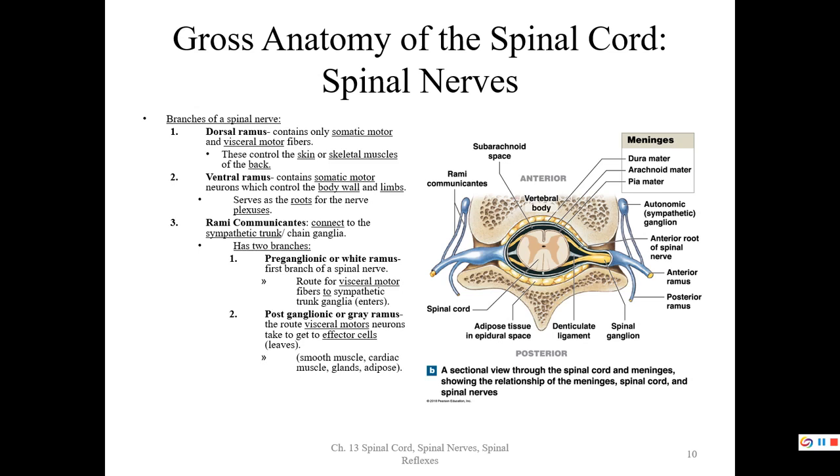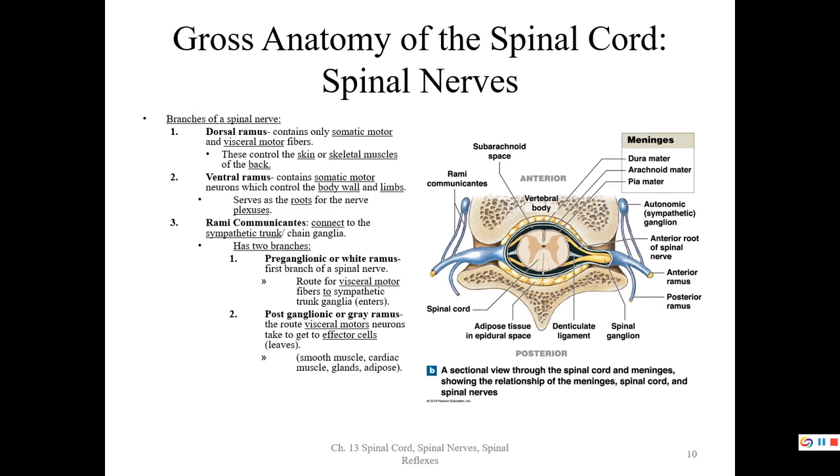Okay. Now, when these nerves come out, they branch and form different rami. There's a dorsal ramus, a ventral ramus, and the rami communicantes. The dorsal ramus carries somatic motor and visceral motor neurons. They control the skin and skeletal muscles of our back. The ventral ramus contains somatic motor neurons that control the body wall and limbs. These are the roots of the various nerve plexuses that we'll learn in the next lecture.